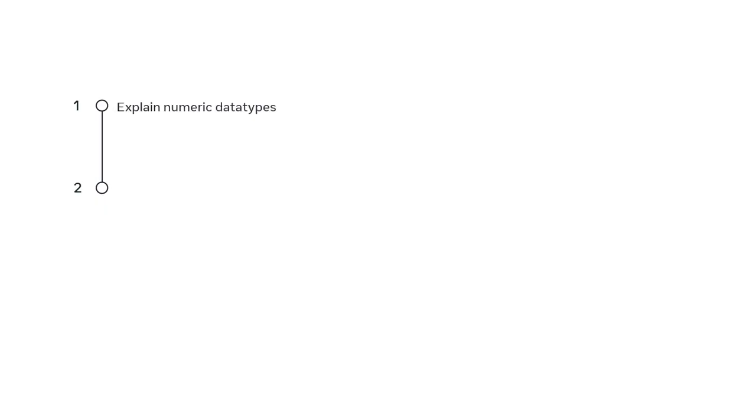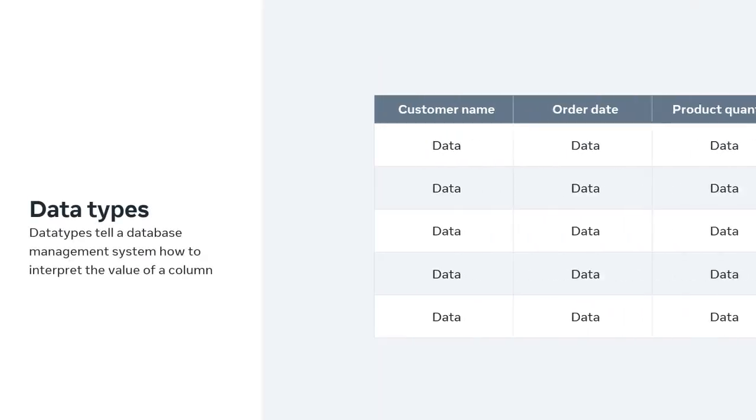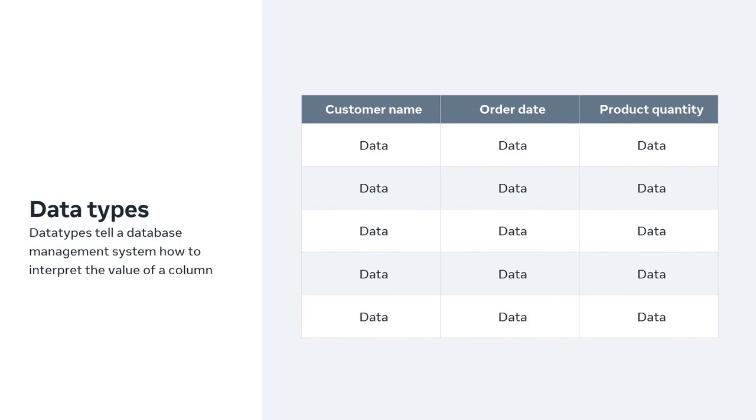Over the next few minutes, you'll learn how to explain a numeric data type in a database and differentiate between integer and decimal data types. Before you begin exploring numeric data types, let's take a moment to explore the concept of data types. When you create a table in a database, you need to define column names and the data type of the content that will reside in those columns.